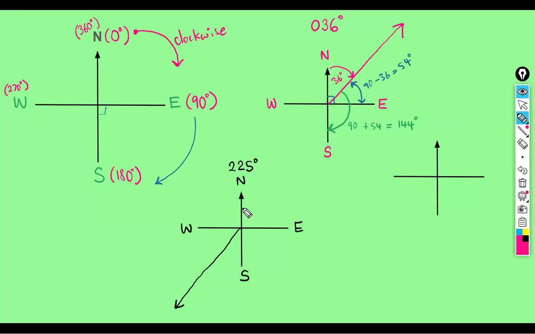This whole pink angle here, from north all the way around, would be how much? 225 degrees. My question to you is, how much would be the blue portion alone? The whole thing is 225, and we end up moving in between west and south. But if we need the blue portion alone for a particular calculation, how much would it be?